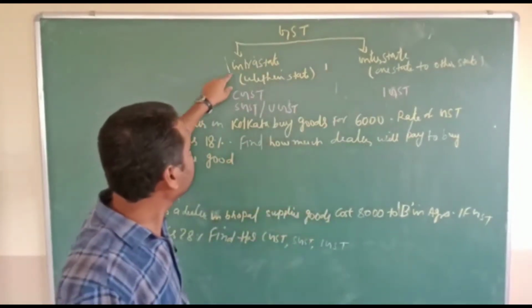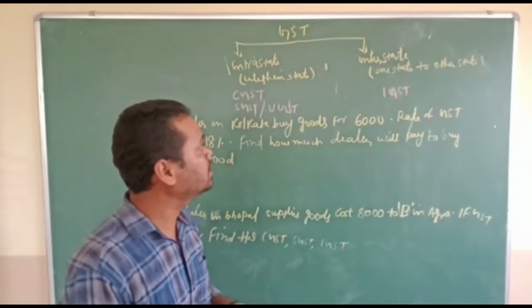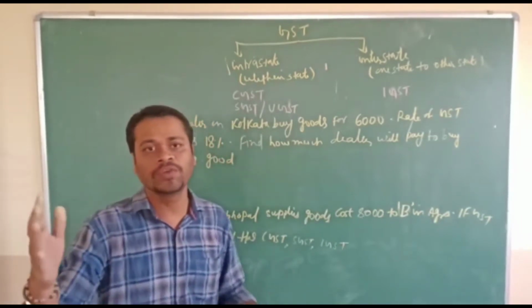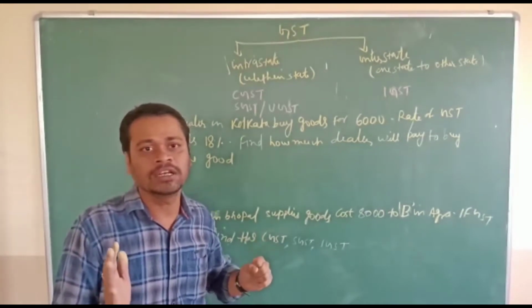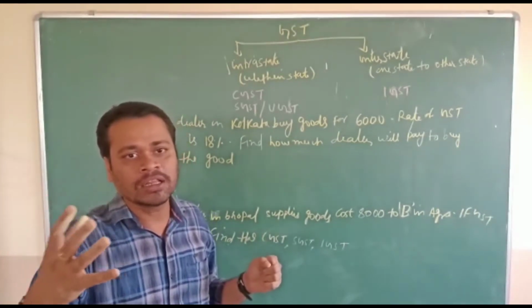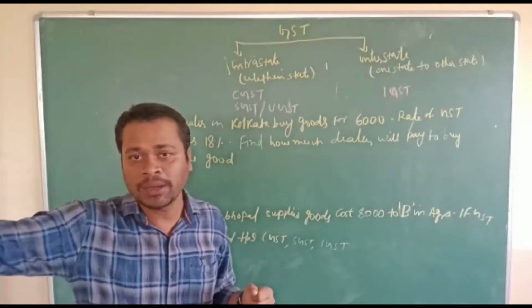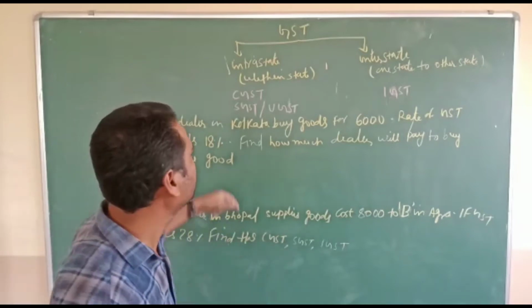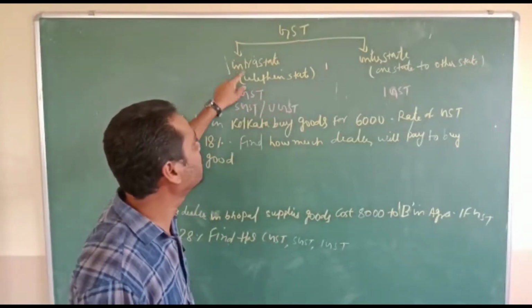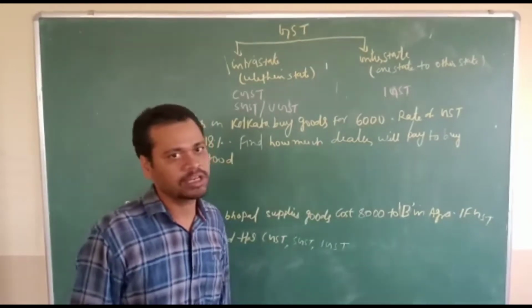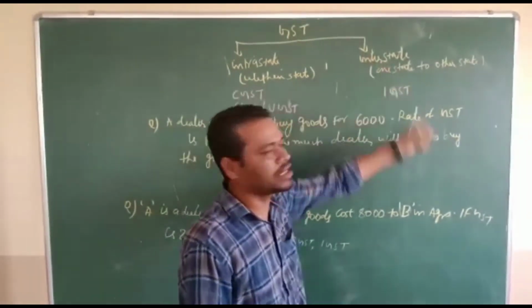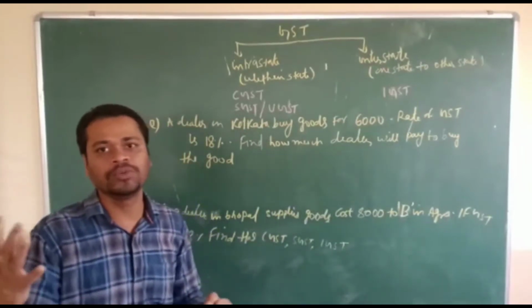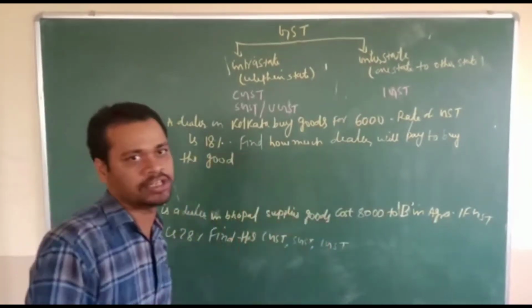How? Intrastate and interstate. When I say intrastate, if I am a shopkeeper residing in Belgaum, I came to buy the goods in Bangalore, so my movement is within the state only. That type of movement is called intrastate. Getting the point? In one state only. When we talk about interstate, interstate means goods are moving from one state to another state.